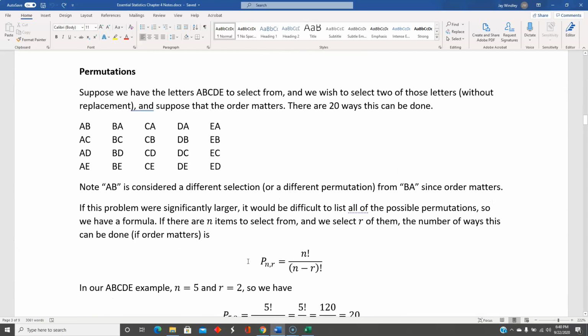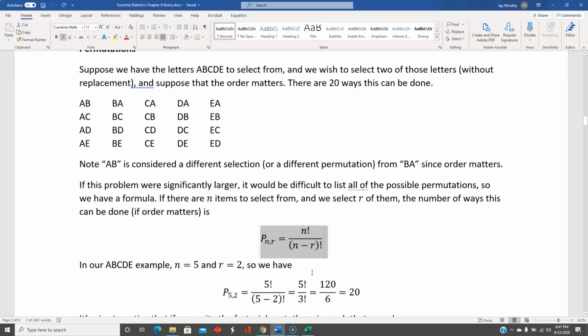First of all, permutations. If I've got 5 items, like the letters A, B, C, D, E, and I want to choose 2 of them, and the order in which I choose them matters, meaning AB and BA are going to be counted as 2 different permutations, then the number of ways that this can be done is given by this formula here. Sometimes it's a capital P followed by a lowercase n and r. Sometimes the lowercase n is in front of the P, but it's always n factorial over n minus r factorial.